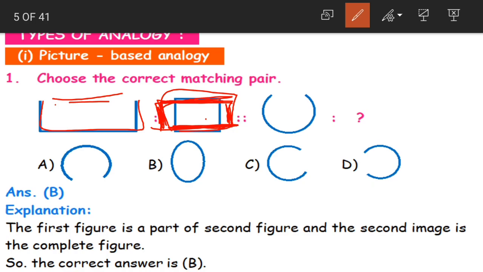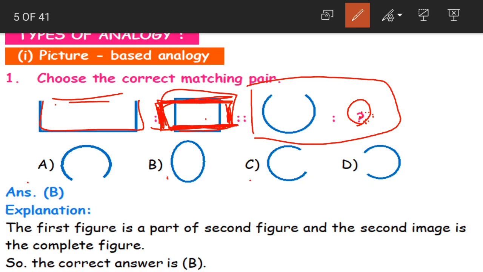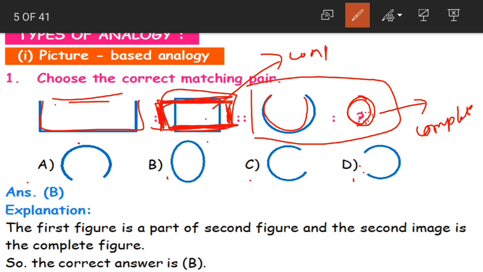In the same way, now we have to apply this relationship to our second pair. Here we have given a question mark. We have to find out which figure should be there from the given options. Yes, children, what was the relationship again? The first figure is a part of the second figure. Second figure should be a complete figure. Yes, second figure is a complete figure. Now if you look at the given options A, B, C and D, which is the correct answer?